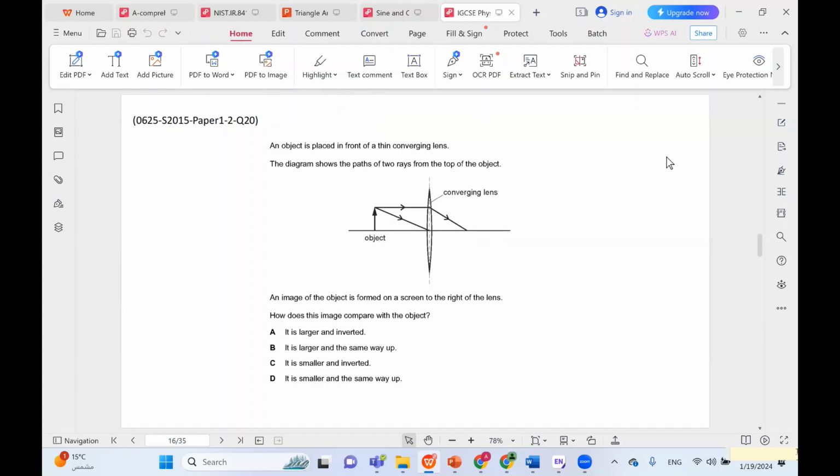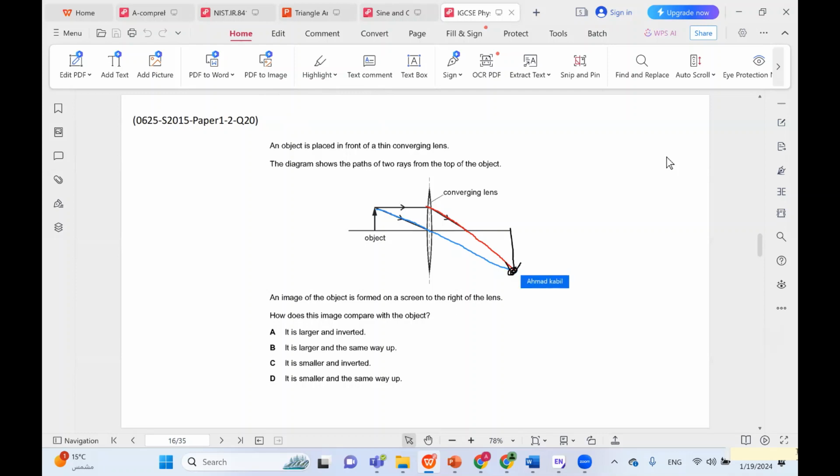So in order to figure this out, basically what you have to do is just extend the rays. So let's draw an extension of each ray. Let's draw this ray here and keep on drawing. And let's extend this ray as well. So they meet somewhere here. And this is the image.